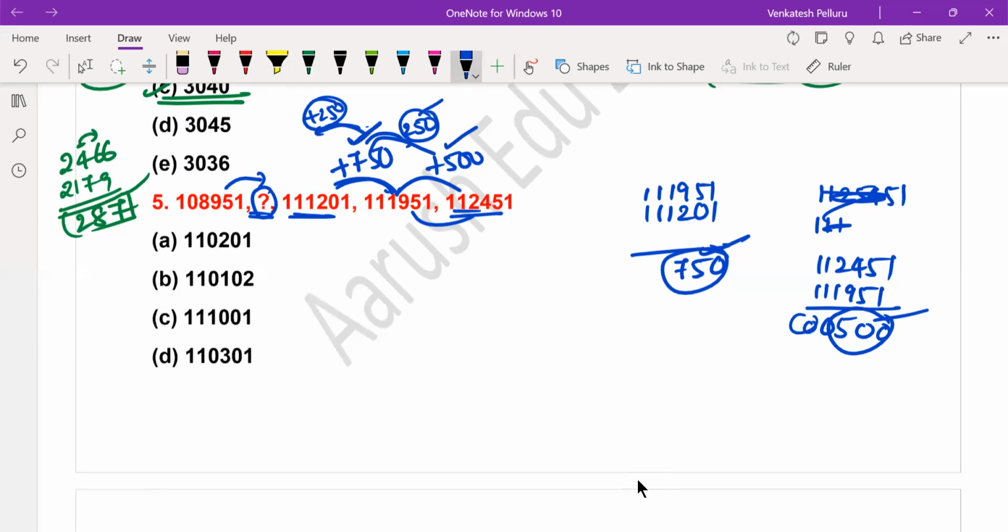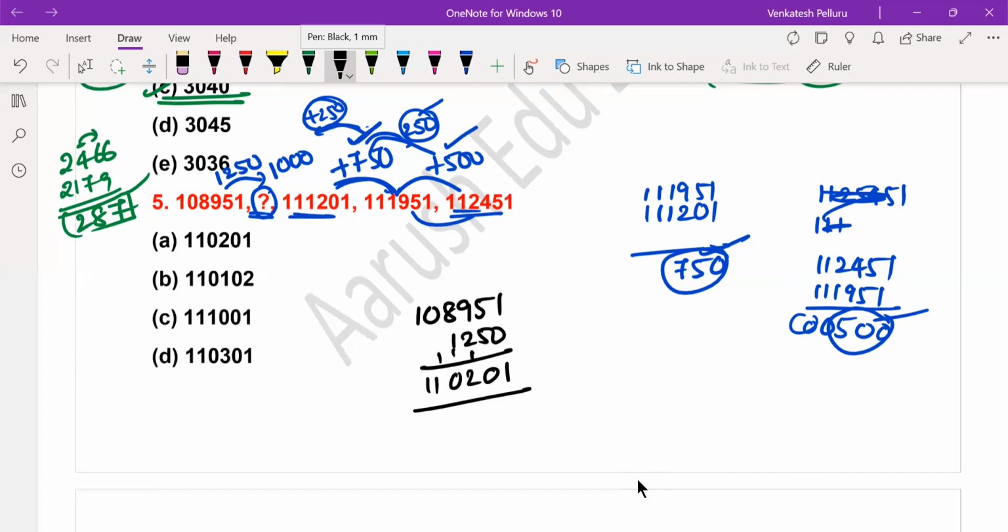So if I add 750 plus 250, the difference here should be how much? 1000. And if I go further left another 250, then it becomes 1250. So based on this logic, if I try to find out the answer, the first value is 108951, and I am saying according to the logic I have to add 250. So find out the answer. So 1, 10, 12, 10, double one. So double one 0201. So double one 0201 is at option 1 only. Hence the answer is that.